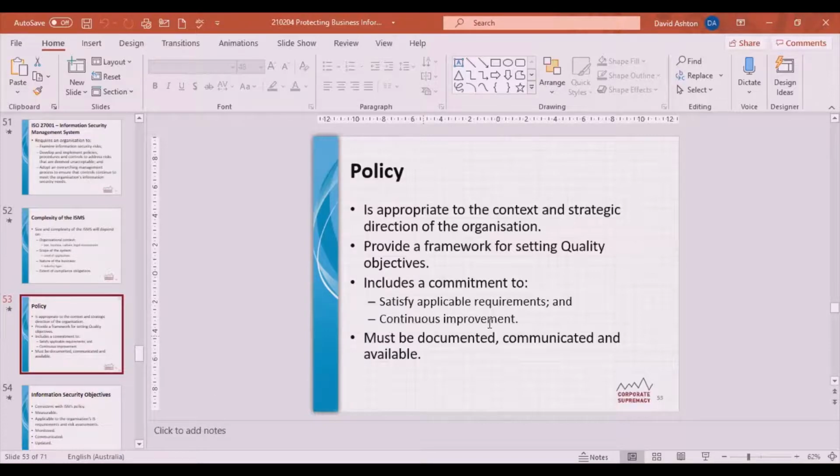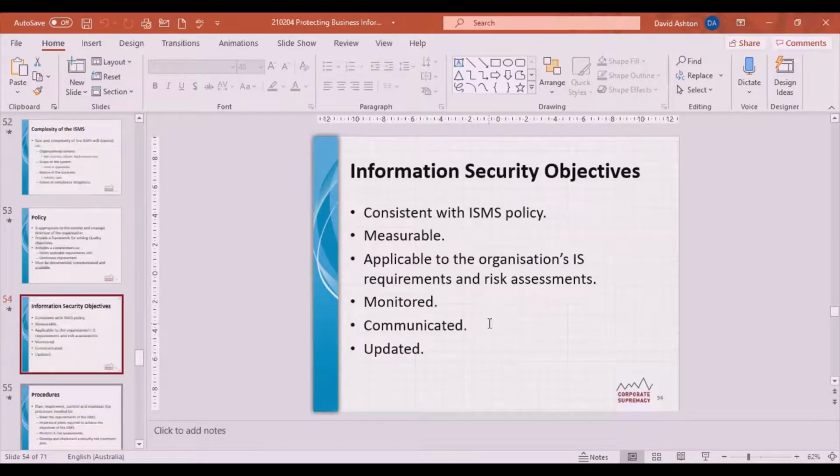So you need to set some objectives. The objectives need to be consistent with policy. So your objectives could be things like, the objective is not to have any data released that's unauthorised. So you need to set measurable objectives around that, applicable to the organisation requirements. You need to monitor it, communicate and update the information.